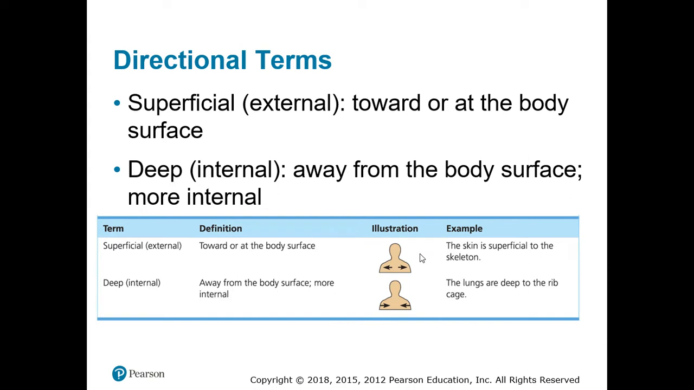The last two are usually pretty easy for people, and those are superficial and deep. Most people have heard of a superficial wound. That means it's not very deep. It's towards the surface. An example your book uses is the skin is superficial to the skeleton, or towards the surface. Deep means more internal, so your lungs are deep to the rib cage. Makes sense. They need to be towards the middle of your body more because they need more of that protection.